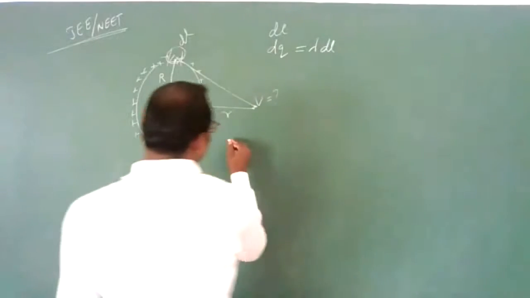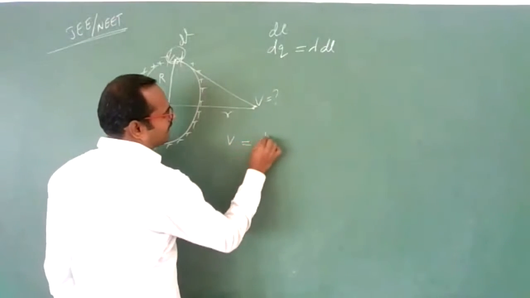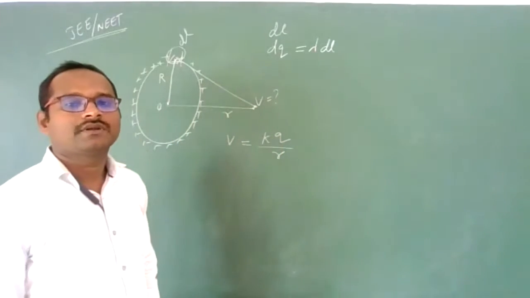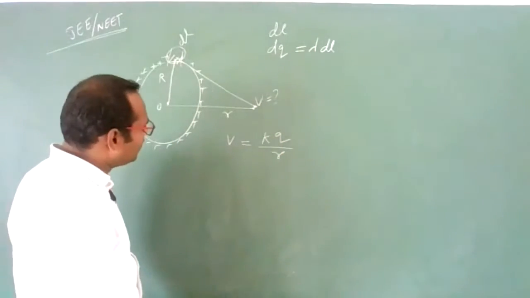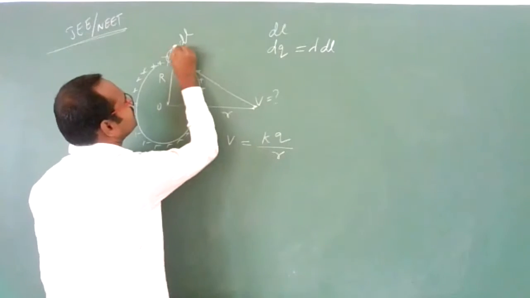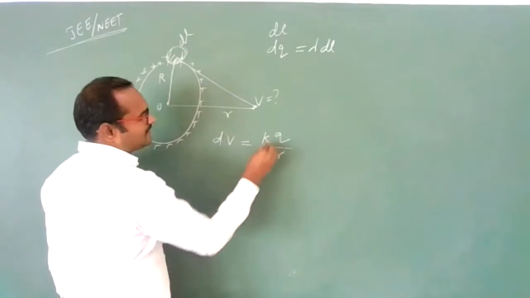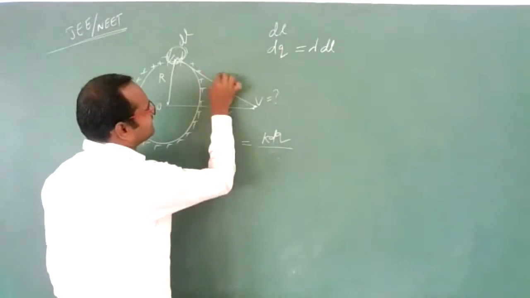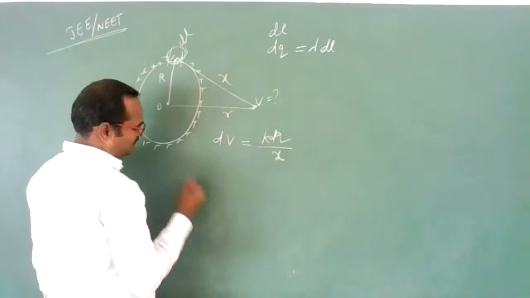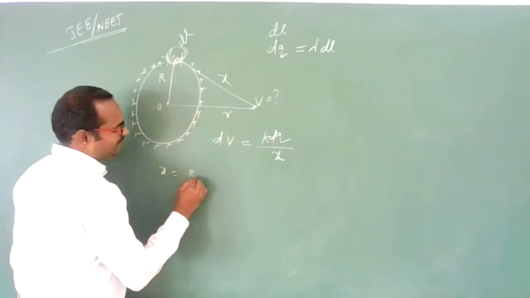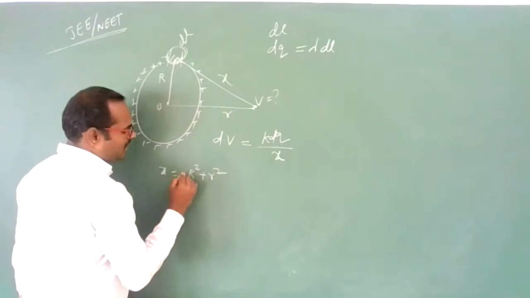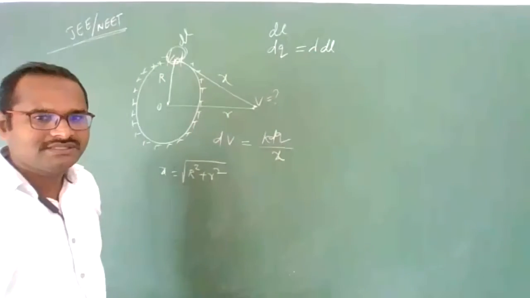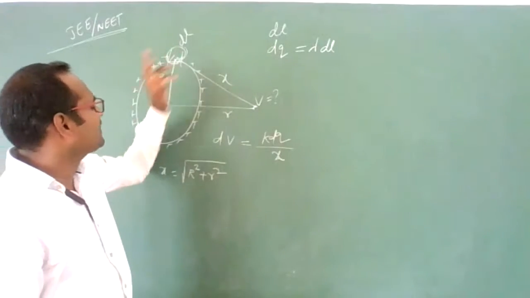We know the potential formula is kq by r. Now we want the potential due to the small charge dq, which can be written as k dq by r. But what is small r here? Let us imagine the distance x, so k dq by x. Then what is x? x is nothing but the square root of capital R square plus small r square, because it is a right angle triangle. So x will be the square root of small r square plus capital R square.